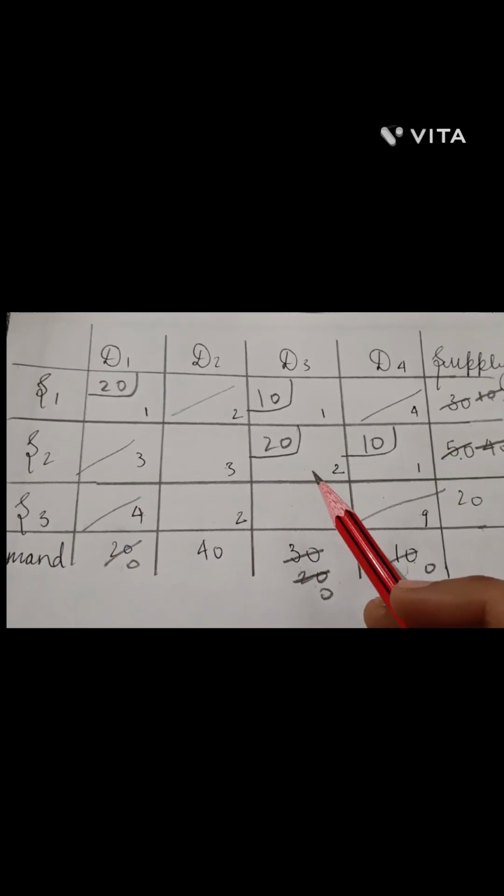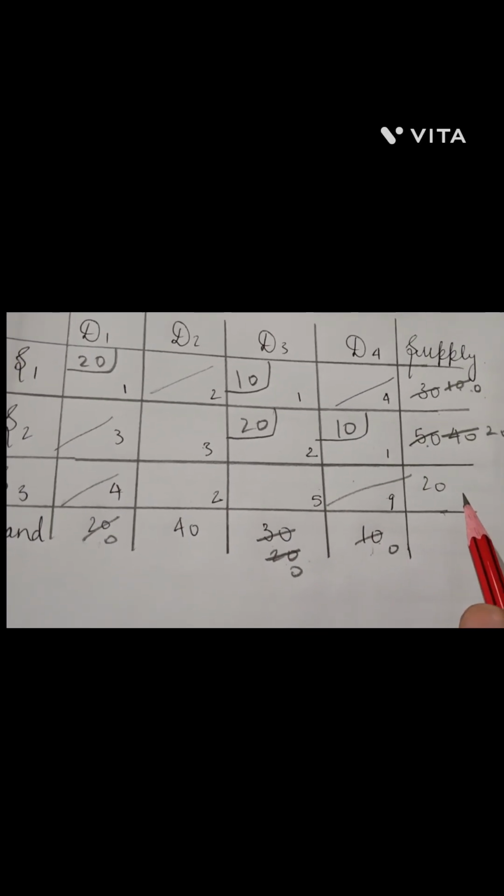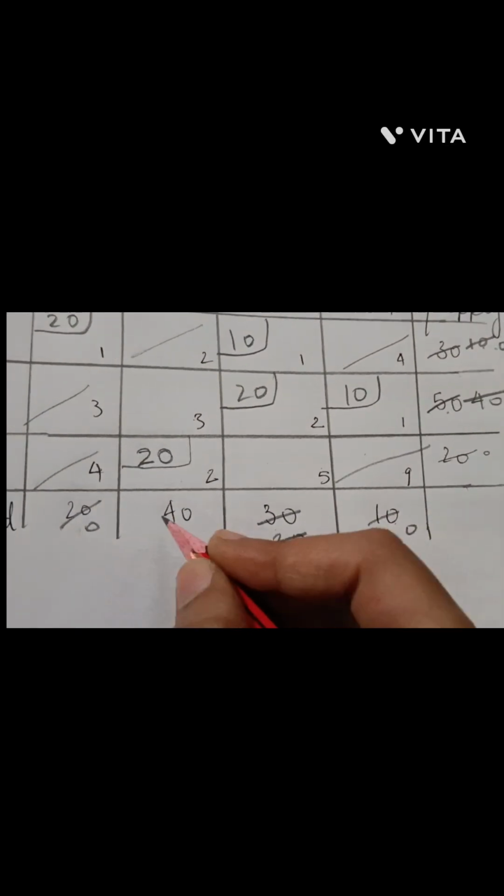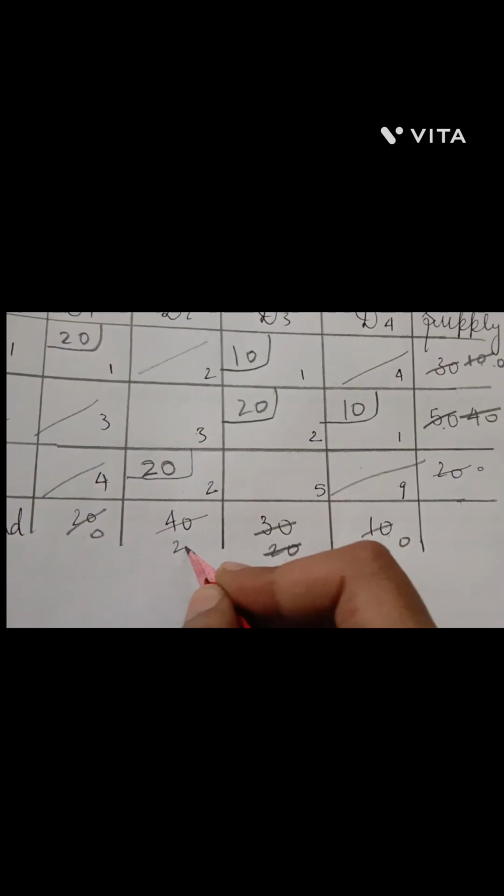So after assigning 20, the next least cost that I have here is the 2. Let's allocate here now. 20 is less than 40, so I'm gonna allocate 20 over here. This becomes 0 and here this becomes 20. This particular source 3 is going to get cancelled.